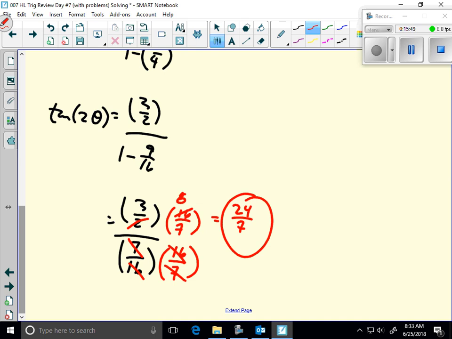I think that's right. Let me make sure I didn't screw anything up. This would be 16/16 minus that. Yup, 7/16. Multiply top and bottom. And it looks good to me. So that would be tan 2 theta. That'd be your answer.